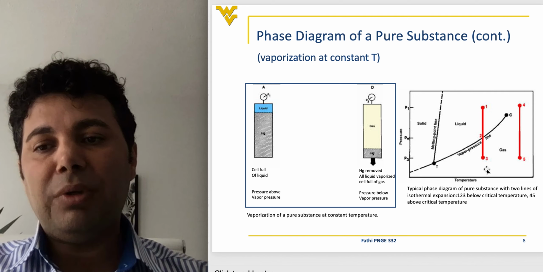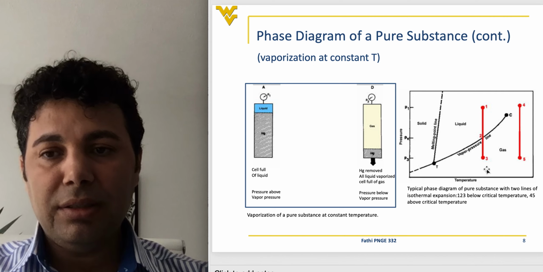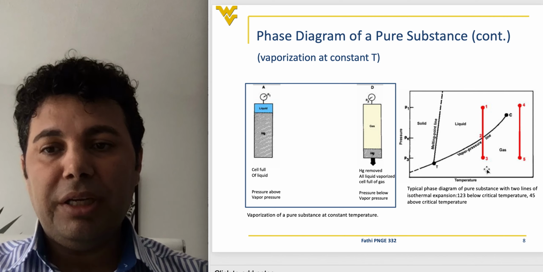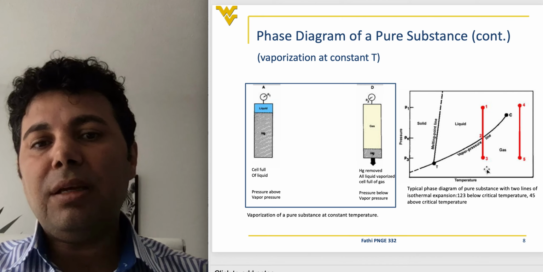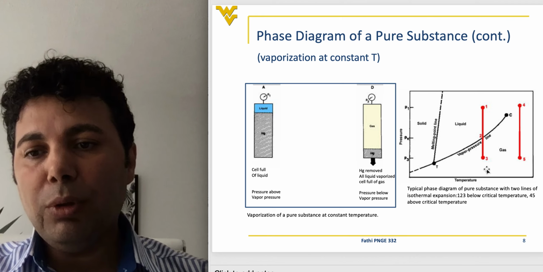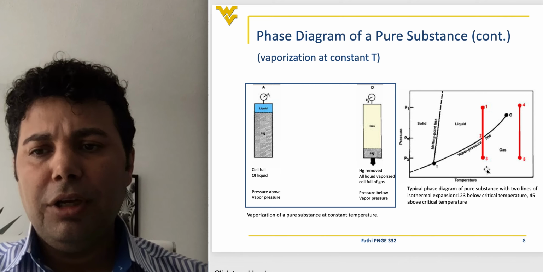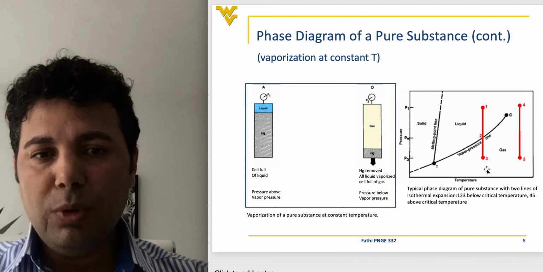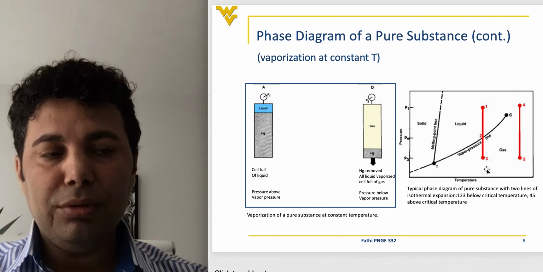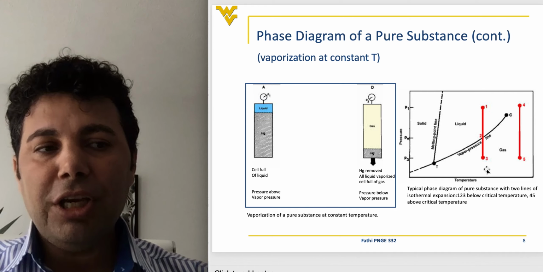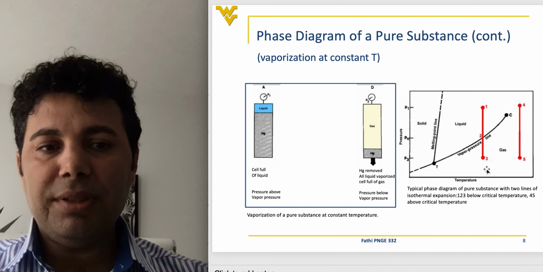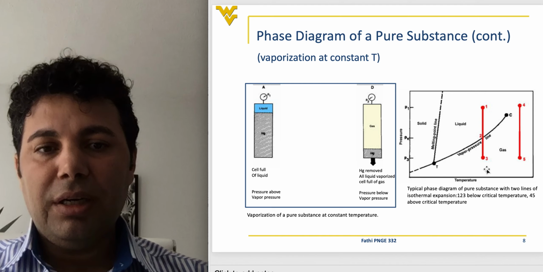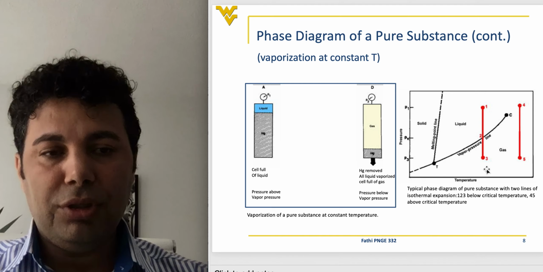Because we assume the reservoir temperature will stay constant, and we are operating at a constant temperature, except if you do some sort of thermal recovery. You inject steam, you inject hot water, you do combustion, you do SAGD, you do something that changes the reservoir temperature. Otherwise, we assume that this reservoir is at a constant temperature.